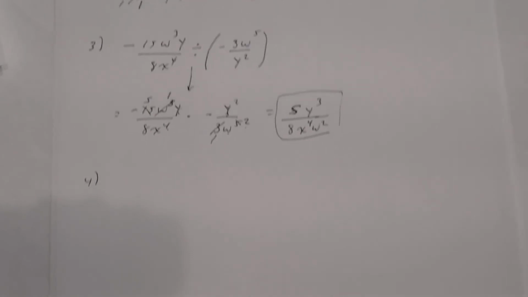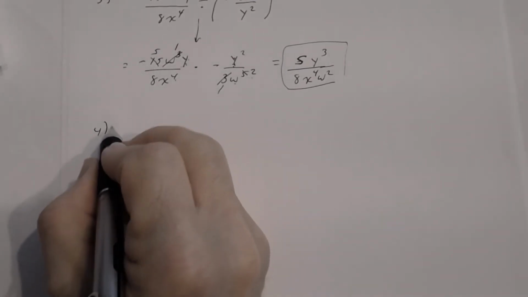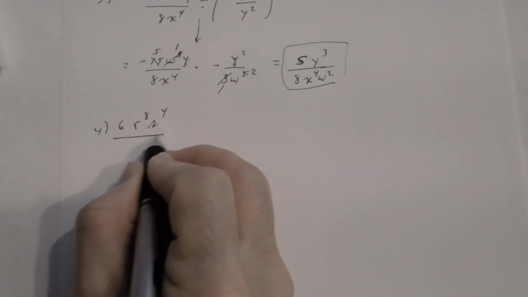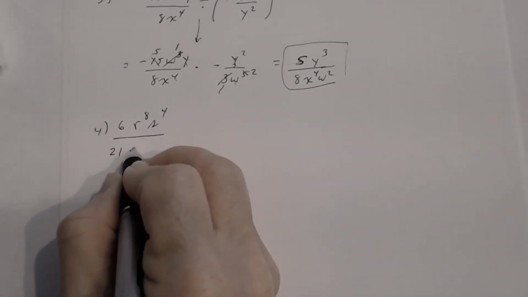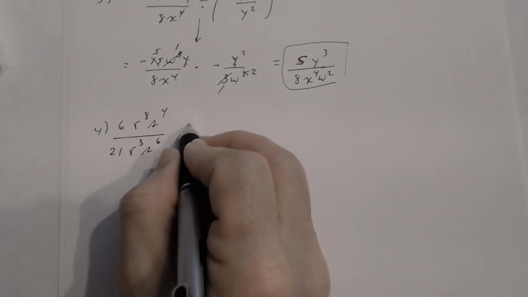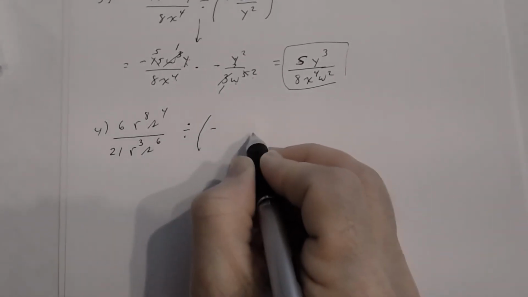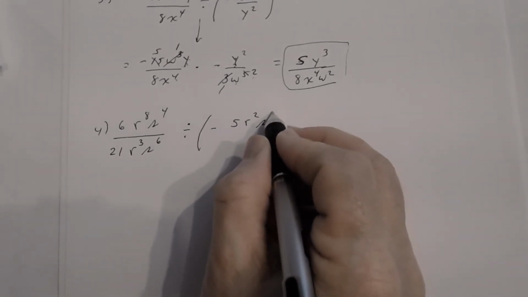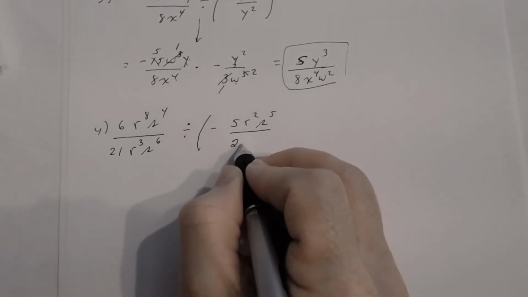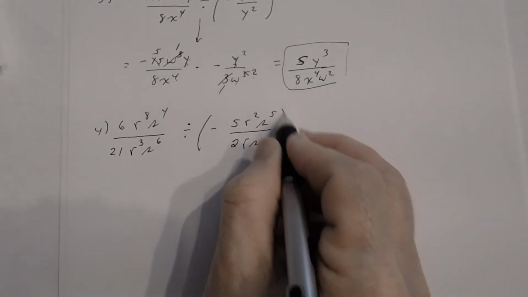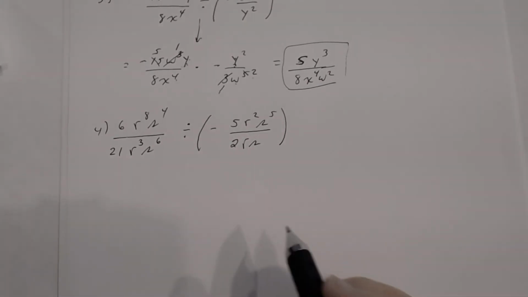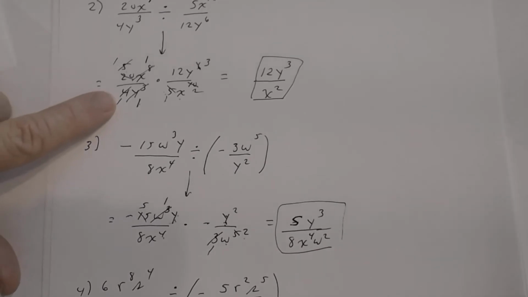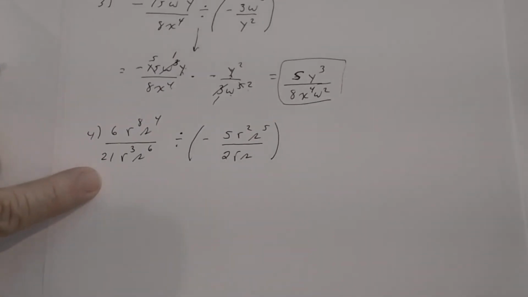Number four, I have 6r to the 8th, s to the fourth, divided by 21r cubed, s to the sixth, and that is being divided by a negative 5r squared, s to the fifth, divided by 2rs. All right. Now, there are a lot of r's and s's all over the place. So you see how this became messy? This is going to be even messier.